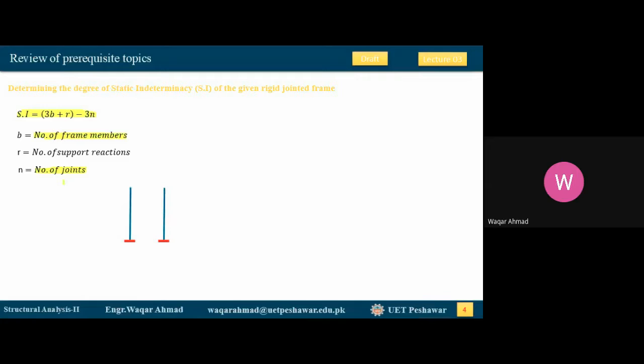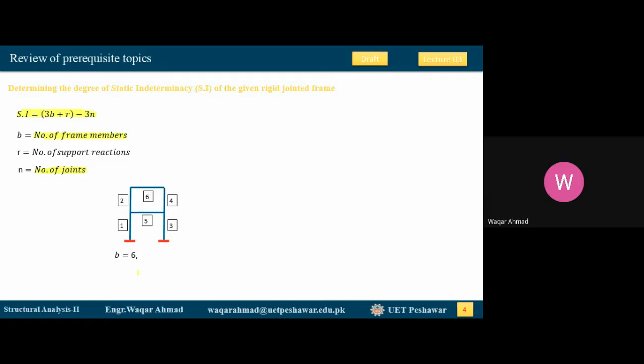We have a frame structure here. So what is b here? B is the number of frame members: 1, 2, 3, 4, 5, and 6. So we have 6 frame members.